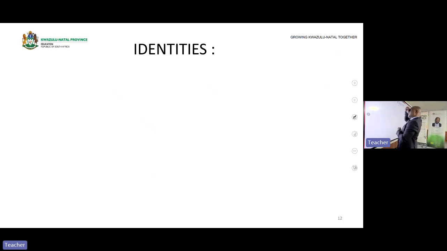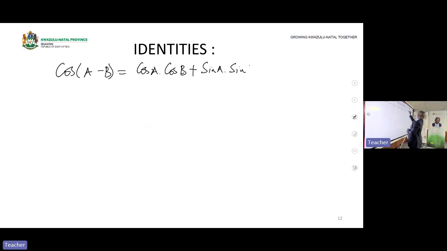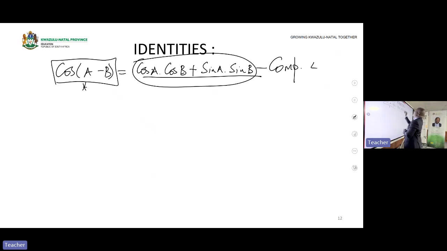We use the cosine rule and the distance formula to prove that cos of A minus B is equal to cos of A times cos of B, plus (it changes the sign), plus sine of A times sine of B. So where does this come from? It comes from compound angles. What does it mean? When you see this, you don't see this, you see this. The same thing applies when you see this. You don't see this mathematically, you see this. That's why they are called identities.